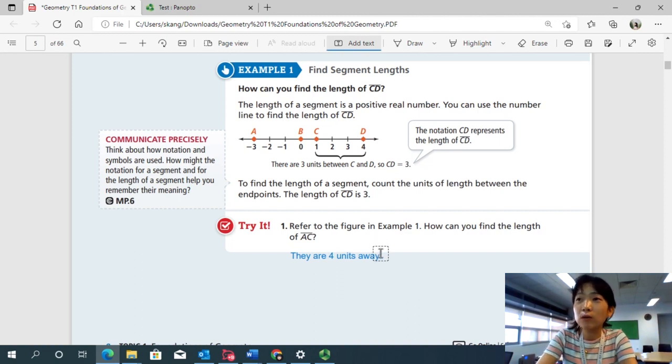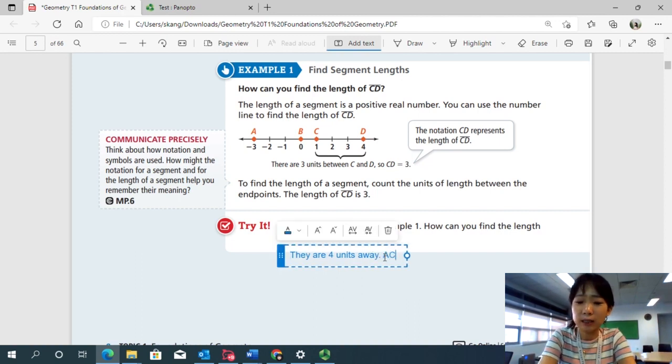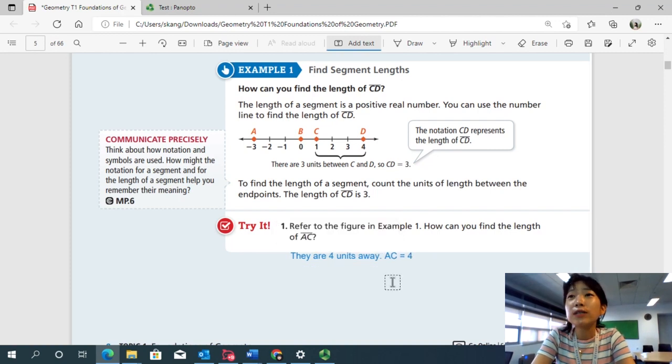Or you can also write a notation saying AC is equal to 4. So if you see the line above AC, that refers to the line segment AC. If you don't see any line or anything above the points, then it's talking about the distance. So the distance between A and C would be 4. Okay, so those are the notation that you need to follow in geometry. You'll get used to it.